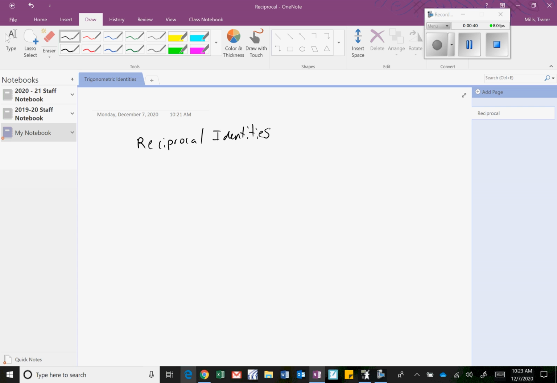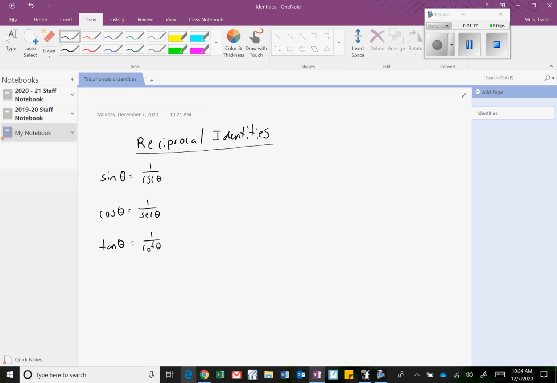Reciprocal identities. And these ones we have seen before. So these are kind of like the six main ones, right? So the sine of theta equals 1 divided by the cosecant of theta. The cosine of theta equals 1 divided by the secant of theta. And the tangent of theta equals 1 divided by the cotangent of theta.